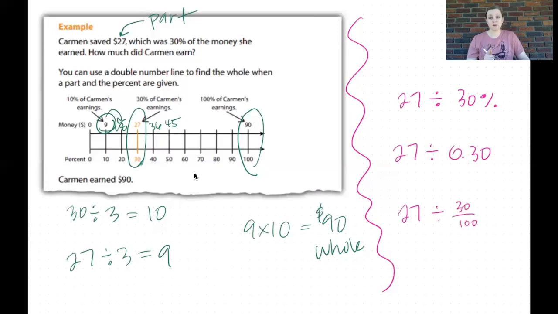Now, in that case, you would have to know how to divide fractions, which we're going to go over again next week, but you do know how to do that. Okay, if I put that into my calculator, which for right now I think is the easiest, I know that 27 divided by 0.3 is 90. You should have gotten the exact same thing. Either way, you're getting 90.